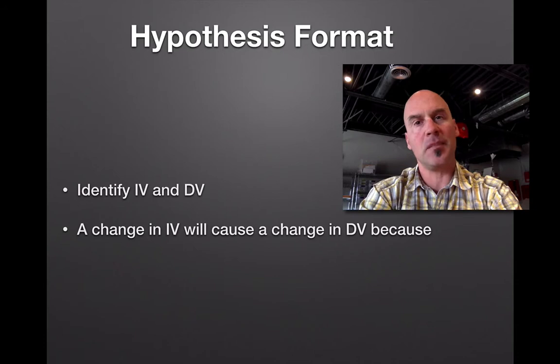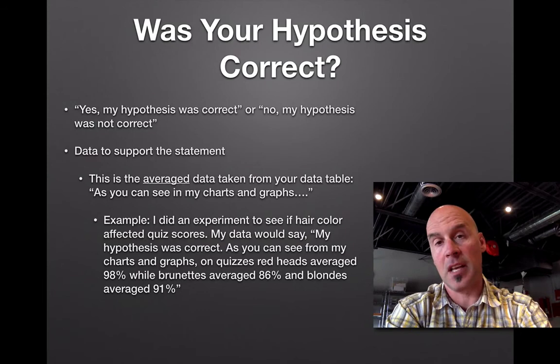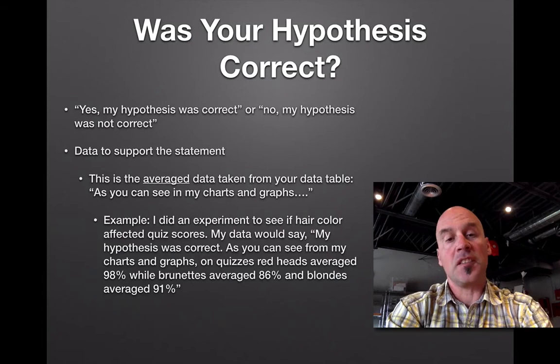So, was your hypothesis correct? Yes, my hypothesis was correct, or no, my hypothesis was not correct. So that needs to be written in your abstract. The next thing that needs to be written in your abstract is the data that supports the statement. So this is the average data that is going to be taken from your data table, the data section that you fill out while you're doing the experiment.